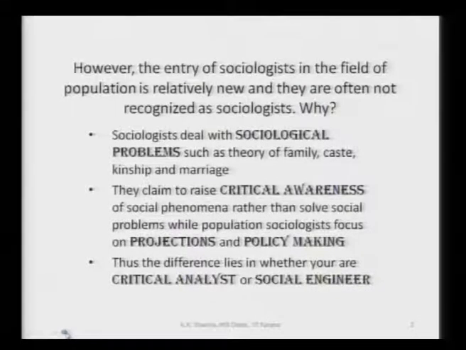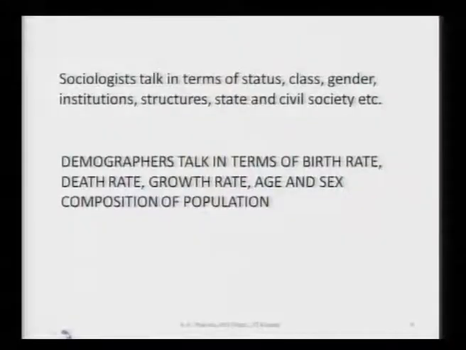Thus, the difference lies in whether you are a critical analyst or social engineers. There is a preference among sociologists to be critical analysts and not to be social engineers, while population sociologists or population scientists mostly play the role of social engineer. So, it is obvious that sociologists talk in terms of status, class, gender, institutions, structures, state and civil society, etcetera. Demographers talk in terms of birth rate, death rate, growth rate, age and sex composition of population, and so on. We will look into some of these concepts today.